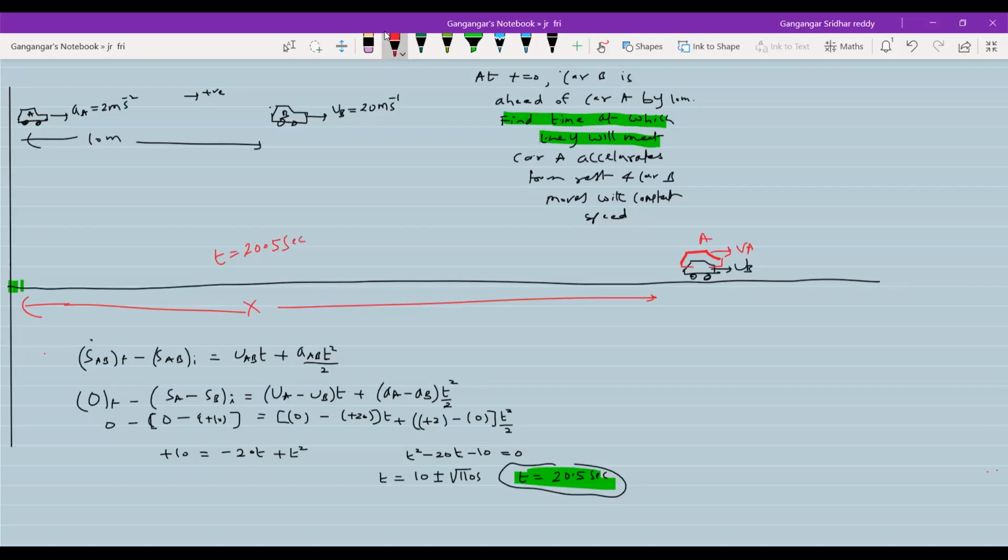What length of the road the car A has to cover to catch car B? Can we calculate that? X equal to acceleration of car A, t square by 2. Is that okay? The question is asking what length of the road the car A has to cover to cross the car B. So you can apply this and work out here. Acceleration of car A is 2, so 2 into 20.5 whole square.